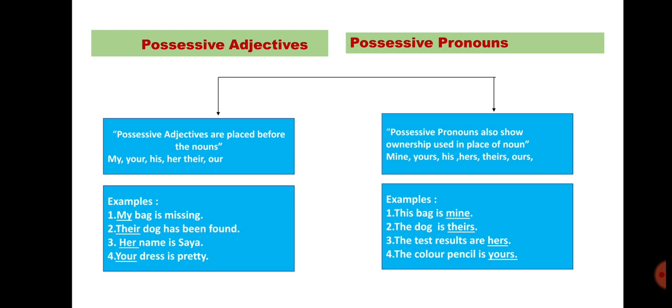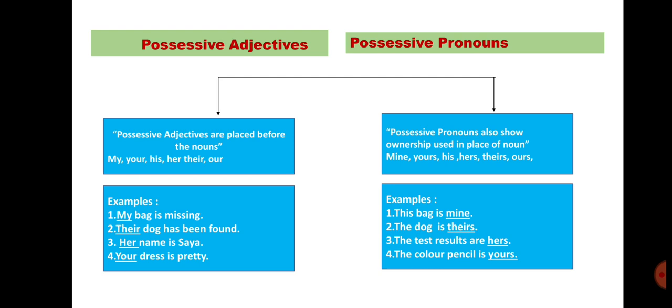Whereas possessive adjectives have a noun after them. My bag is missing. Here, my is a possessive adjective. Bag is a noun that follows it. And this bag is mine. Here, mine is a possessive pronoun which has come after the noun.